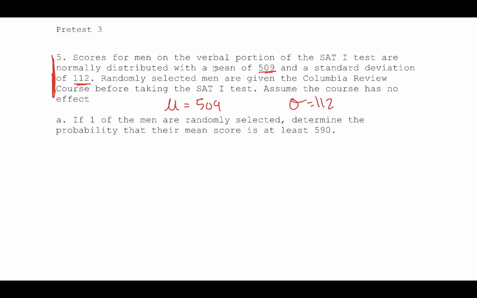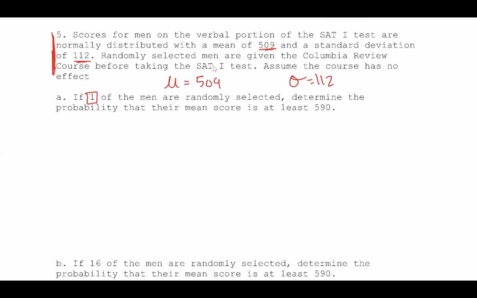So let's go to A. For A, how many men did he randomly select? Well, they only randomly selected one man. Since they only randomly selected one man, you don't have to adjust your standard deviation, because 112 divided by the square root of 1 is still 112. So there's no need to adjust it. So let's go ahead and find this probability.